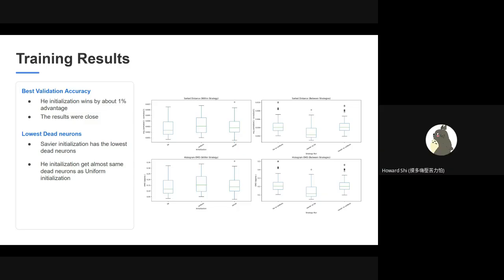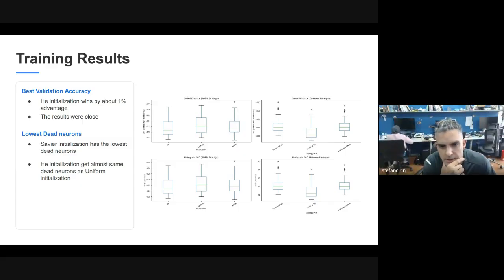In a way, this diversity analysis shows that Xavier versus He is the closest pair, with the lowest between-strategy distance. Yeah, that's strange, right? That's strange because they are two completely different initializations, but the distance across these two initializations is lower than the distance within the same initialization, right? So it's a very strange result, right?